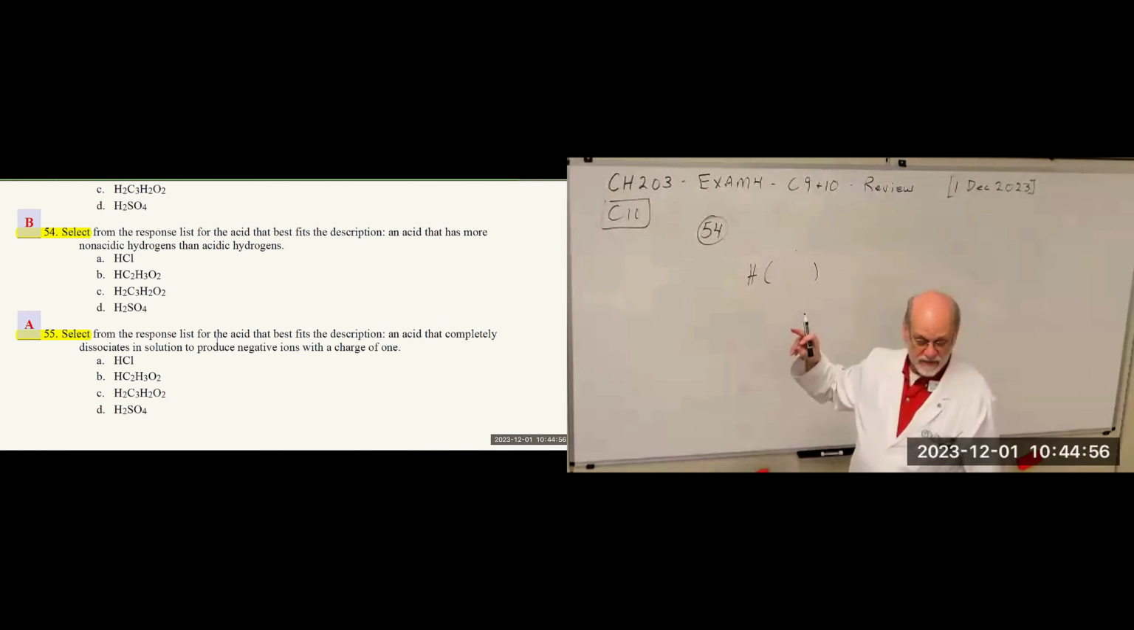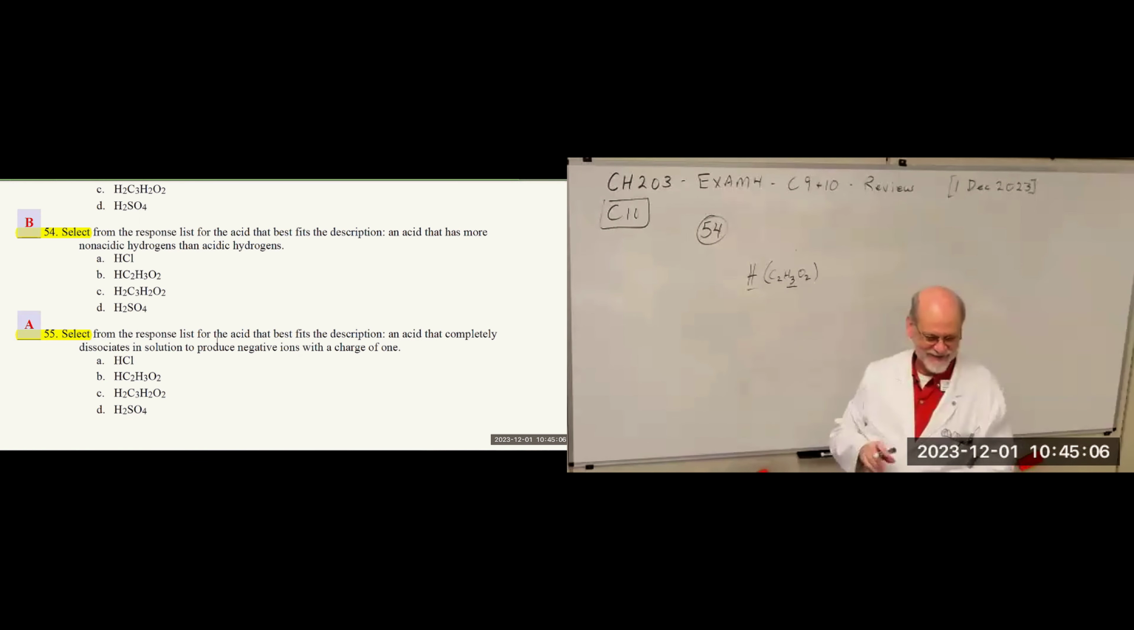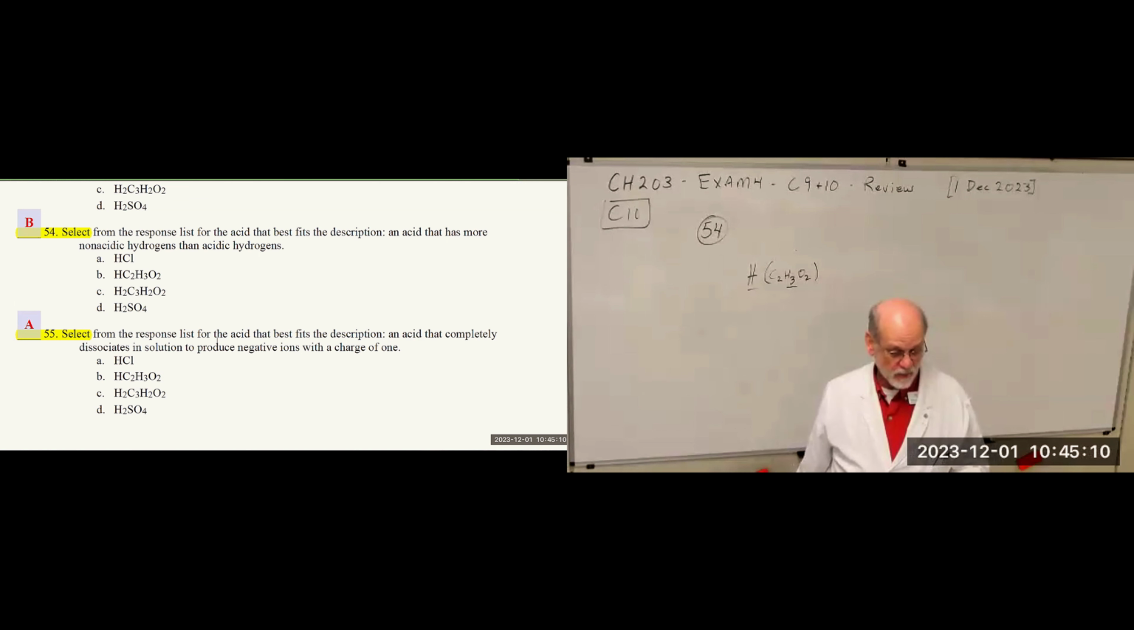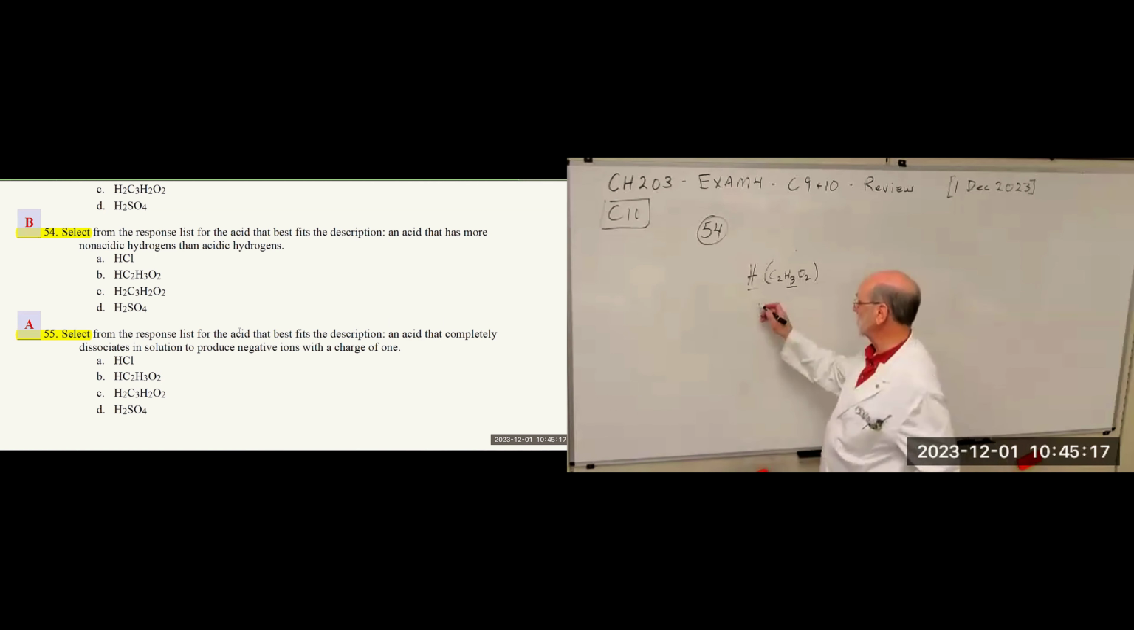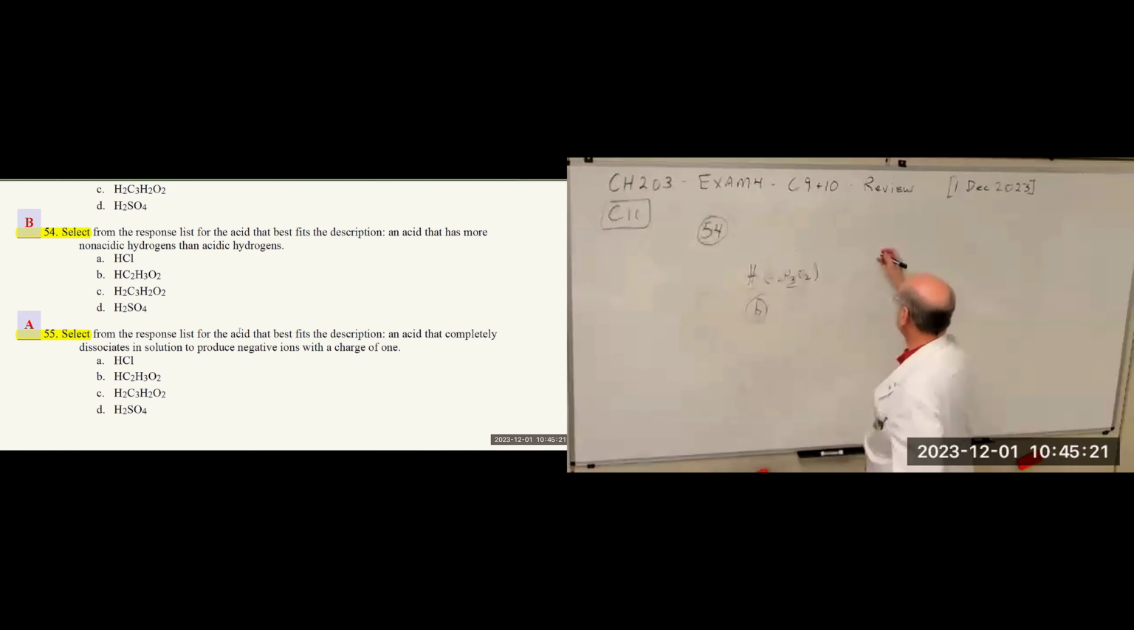So you need more hydrogens here than you do there. A can't be because it doesn't have any. B is a good one. C2H3O2: 3 is greater than 1. C, you've got equal numbers, and D is like A, you've got none to deal with. So B is the best answer here. 55.